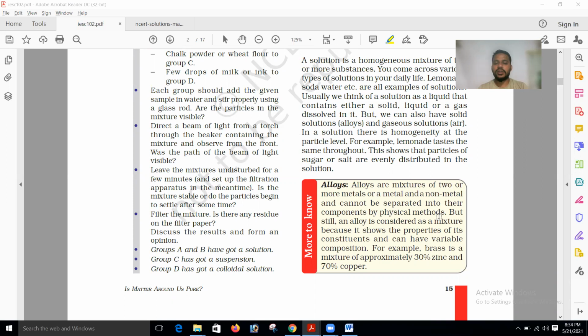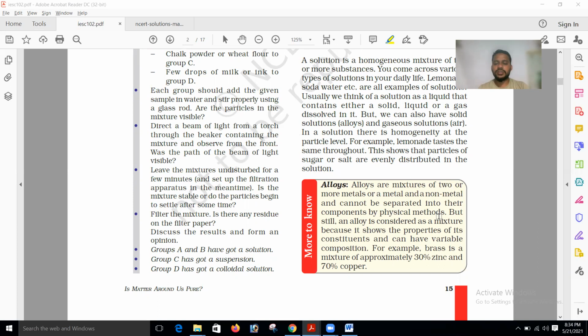আৰু ধৰা কপাৰৰ এলয় এটা আছে, এই এলয়টো যেতিয়া আমি নেচাৰেলি পাম, তেতিয়াহ'লে আমি জিংক আৰু কপাৰক ইজিলি আমি হাতেৰে বা ফিজিকেল মেথডত ইজিলি সেপাৰেট কৰিব নোৱাৰো। ওকে, so alloys means that two or more metals or a metal and a non-metal and cannot be separated easily through physical method. Separate মানে আঁতৰাব নোৱাৰো.